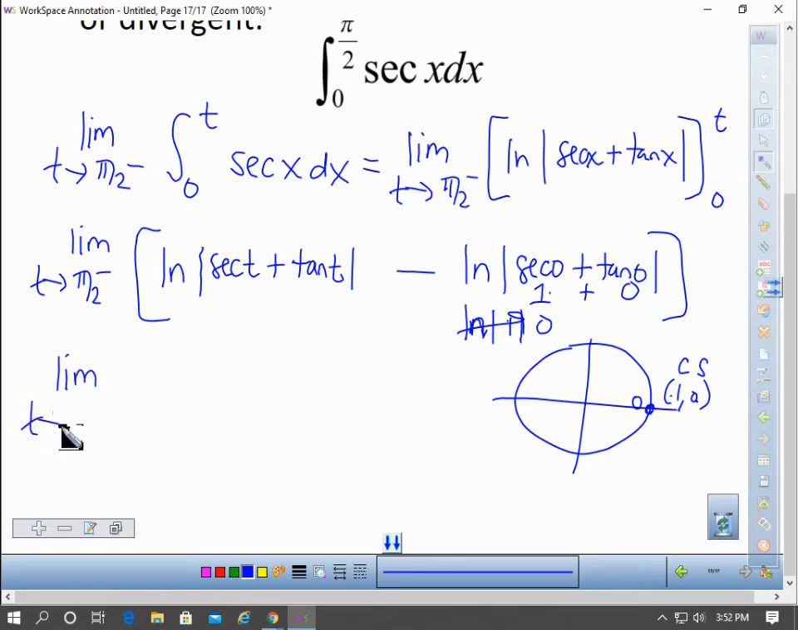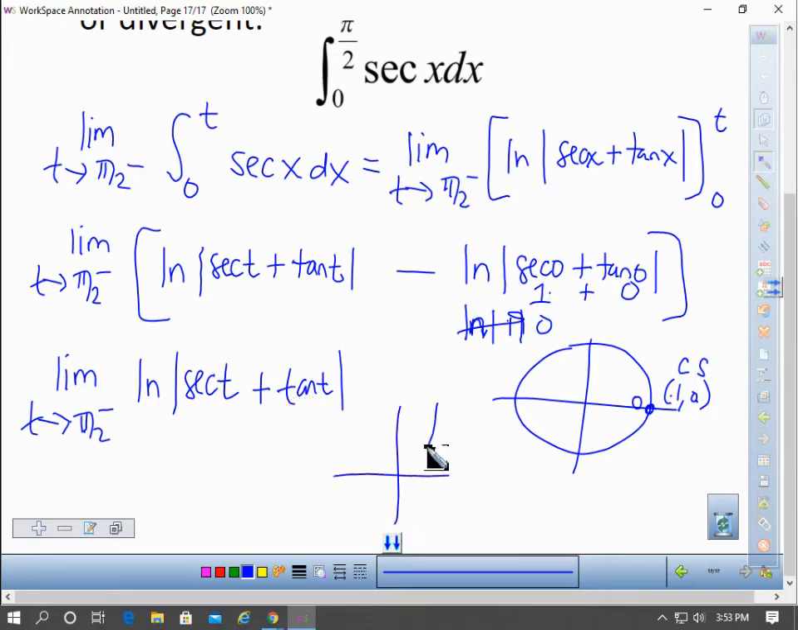So really all I have is this over here: the limit as t approaches pi over 2 from the left of the natural log of secant t plus tangent t. That's all I've got, so I have to evaluate what this equals. Think about what the secant looks like and what the tangent curve looks like. The tangent curve looks like that. If we approach pi over 2 from the left-hand side, what is tangent doing? Tangent's going to infinity.